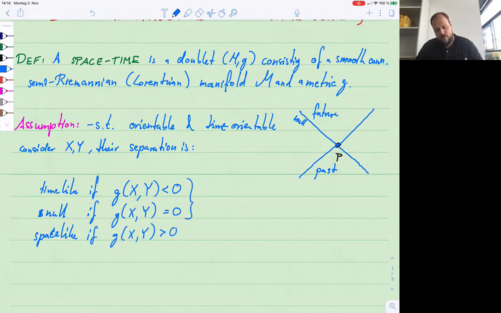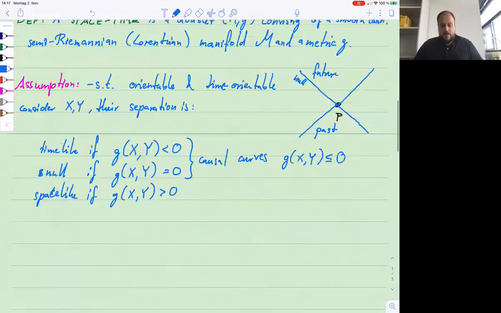And those two we'll call causal curves, because those are the signals, this is communication. Those are the signals which travel with the speed of light or with a velocity which is smaller than the speed of light. So causal curves are then defined by this being smaller than or equal to zero. This is important to understand what a causal structure is and how to define initial conditions also.